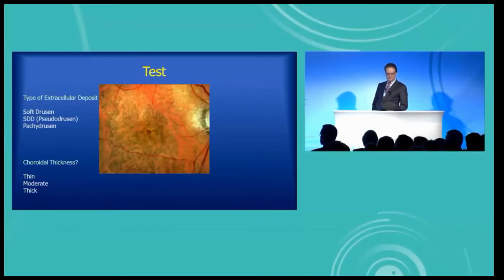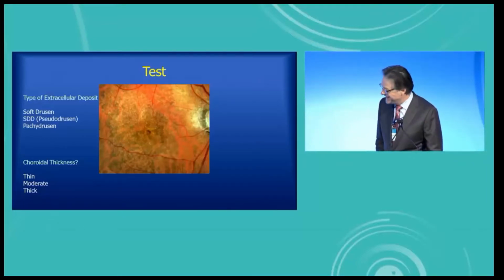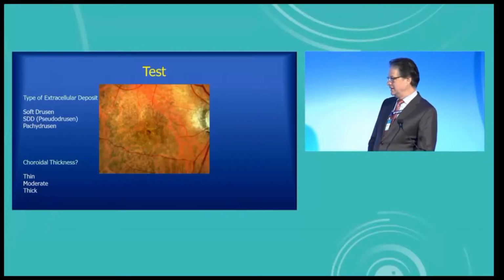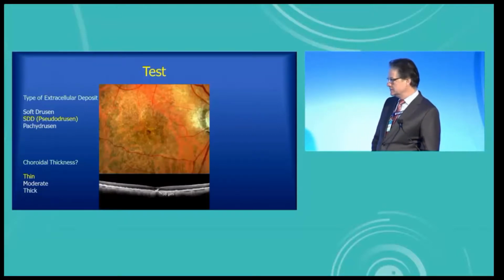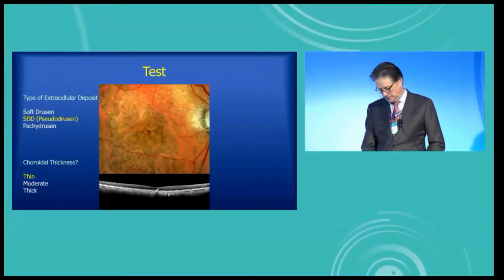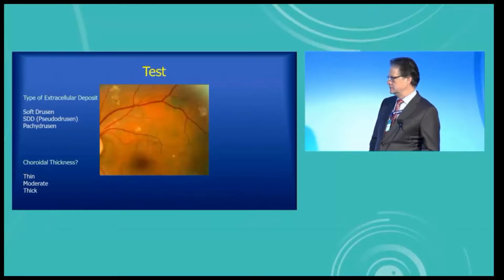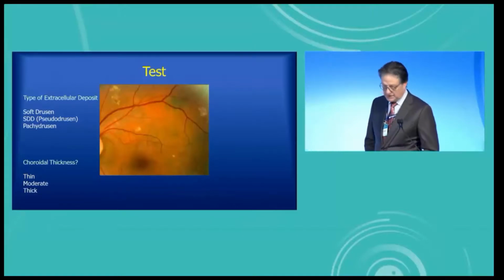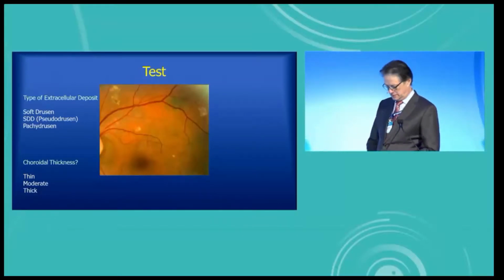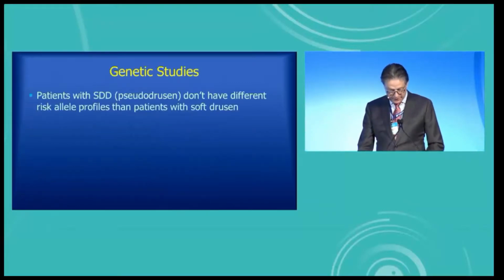Reticular pseudo-Drusen. Who uses that term? Yes, and is the choroid thin, thick, or in between? Thin. And that's true. Look at how thin that choroid is: 38 microns. It's kind of hard to believe, right? What kind is that? Is that soft? Pachydrusen. And how thick is the choroid? Thick. That's right, 352 microns. So now you know all those differences.